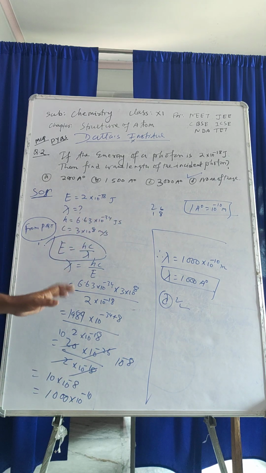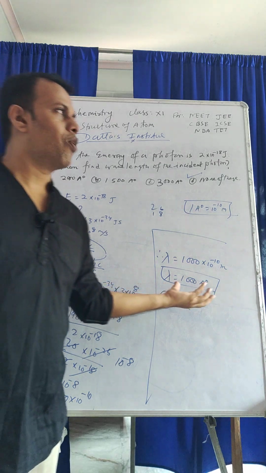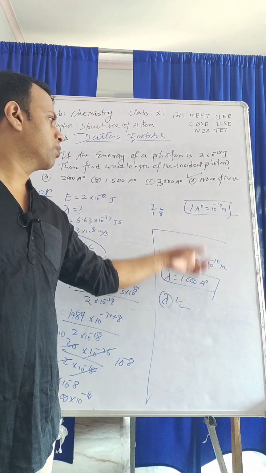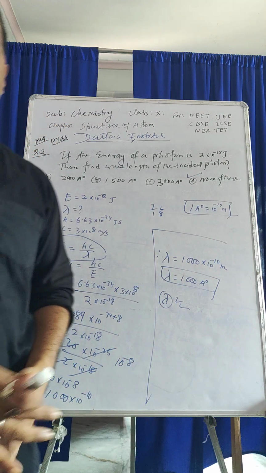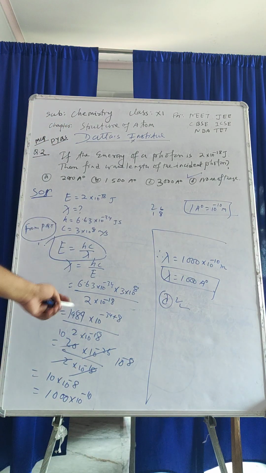Okay. So what Angstrom value came? 1000 Angstrom came. Since 10 to the minus 10 meter is 1 Angstrom. Okay. So we got one point. So let's move on to the next question.